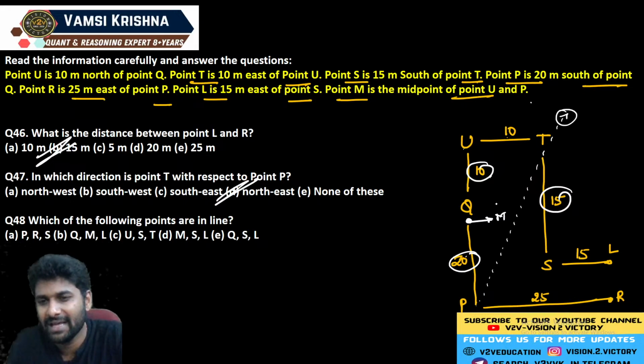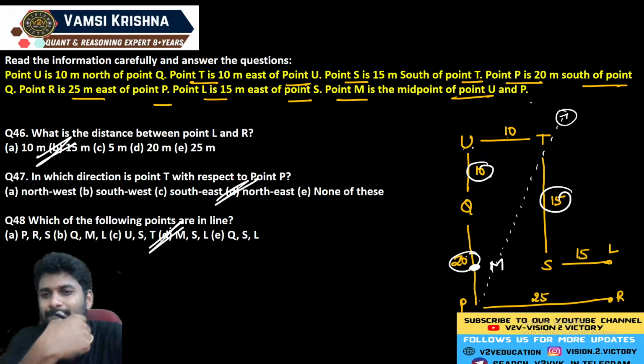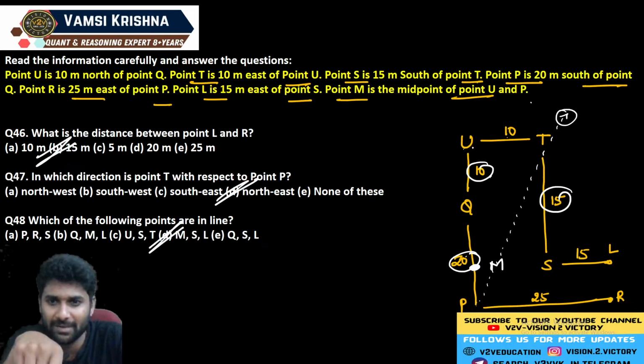Guys, you already know that M is located exactly at the middle point, so definitely this is the place. Why? Because the total distance is 30, so M should be placed 15 above and 15 below. So MSL is the correct answer. We clearly mentioned that M is the midpoint of U and P.